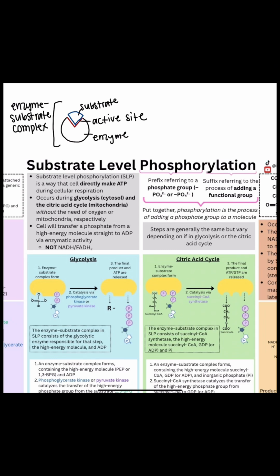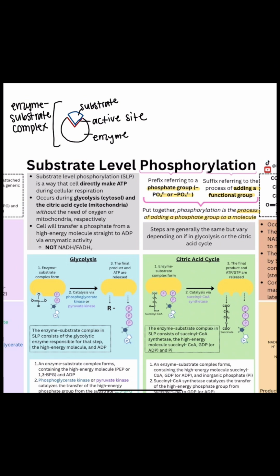So then we have the word phosphorylation. If we break down that word, we get phospho, which refers to a phosphate group, and then we get ylation, which is a suffix meaning the process of adding a functional group. So phosphorylation is the process of adding a phosphate group to a molecule.